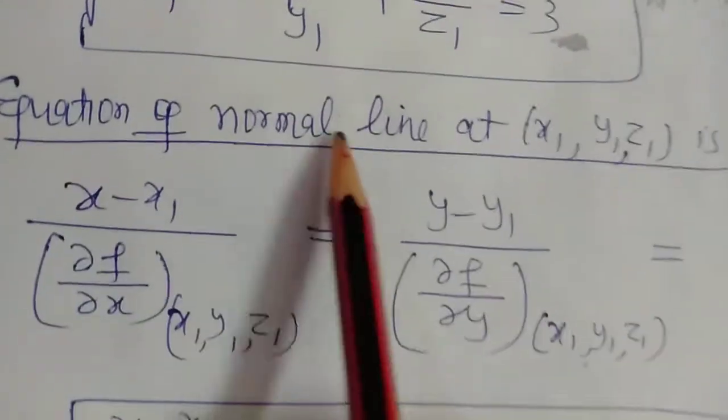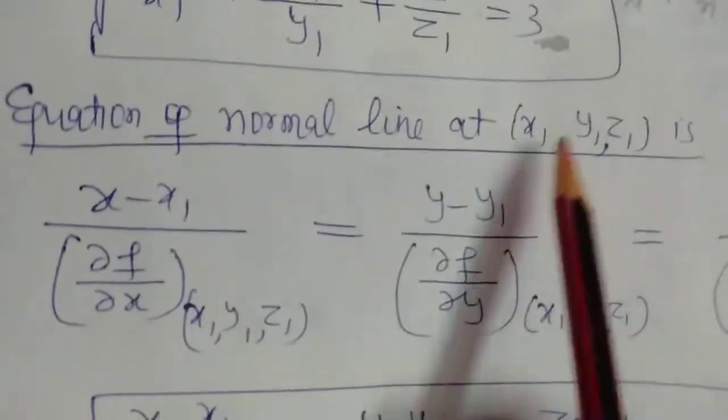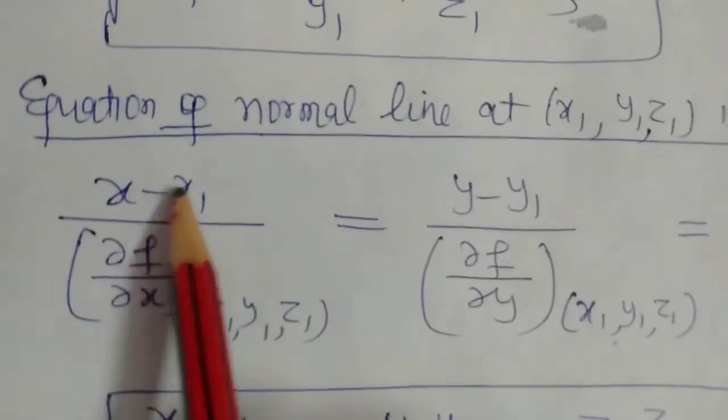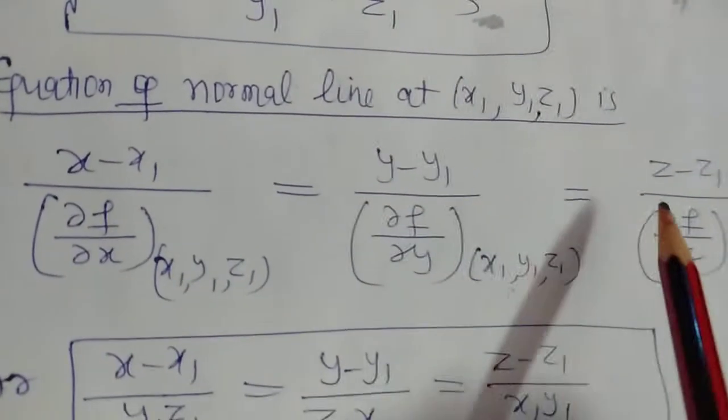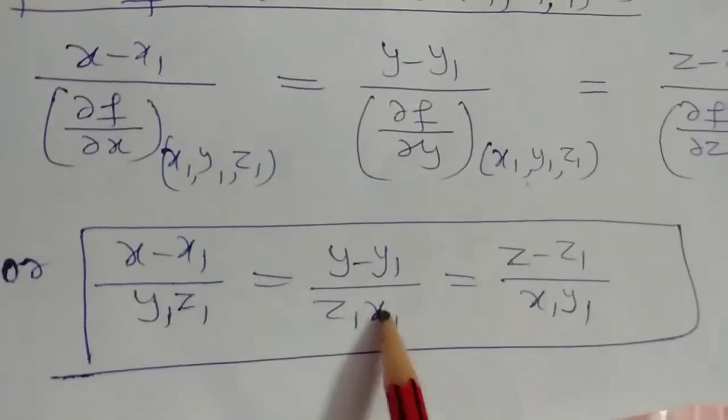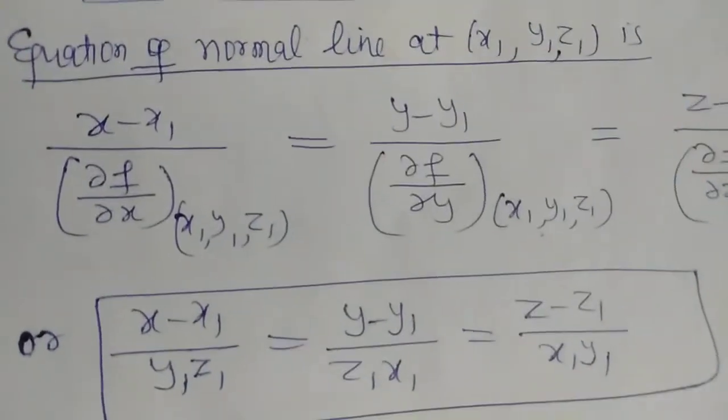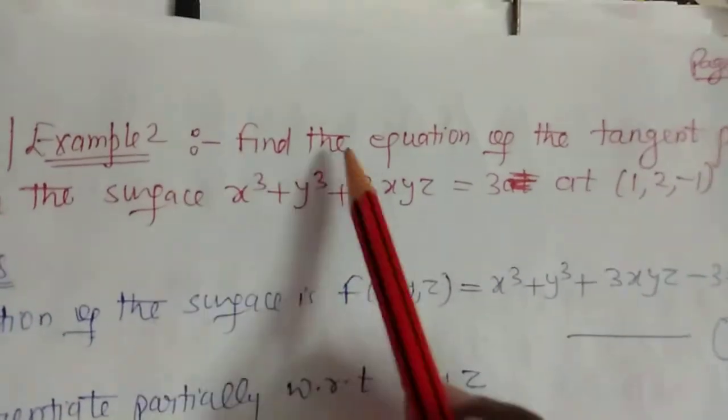Now we will find equation of the normal line at this point. So the formula is x minus x1 divided by partial derivative is equal to y minus y1 by partial derivative, z minus z1 by partial derivative. Substitute value of the partial derivatives. This will give us the equation of the normal line. We will discuss another example.